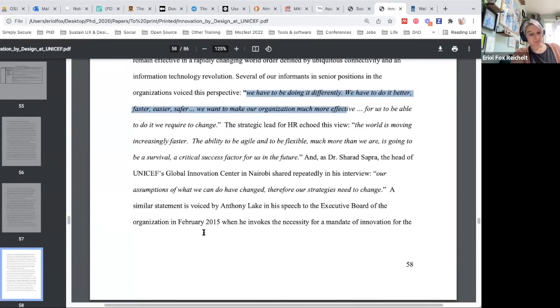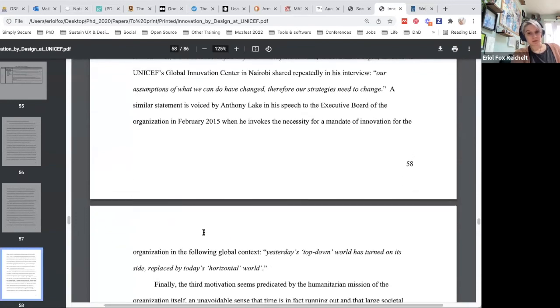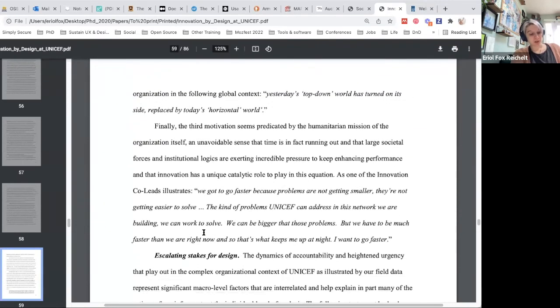There's some conversations with some comments about how innovation plays a unique catalytic role in enhancing performance and things like that. And then some comments about wanting to go faster, which is interesting within open source software, understanding that faster is relative to a lot of things in open source.